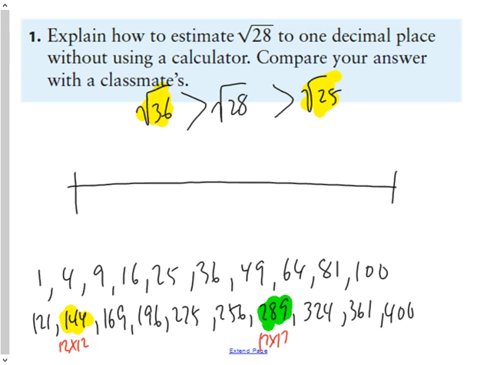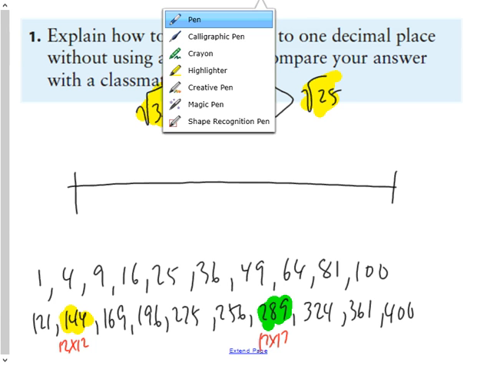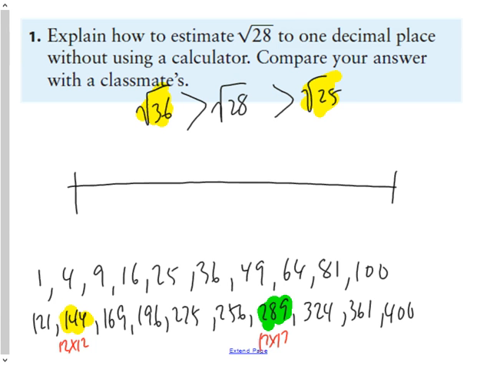So when I looked at the square root of 28, I realized that the square root of 28 falls between this one and this one. So therefore I use it as my bookend. So I'm going to put the square root of 25 here, and the square root of 36 here, which the square root of 28 falls between. The square root of 25 is 5, and the square root of 36 is 6.